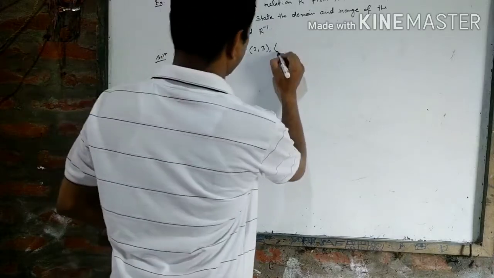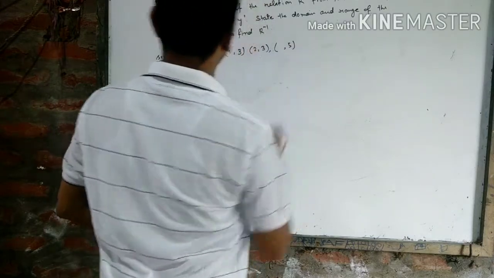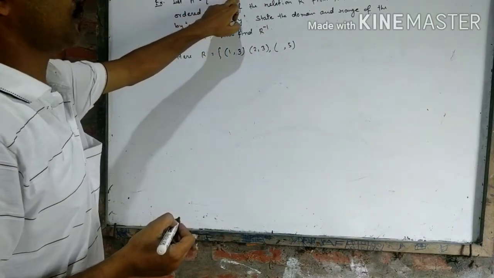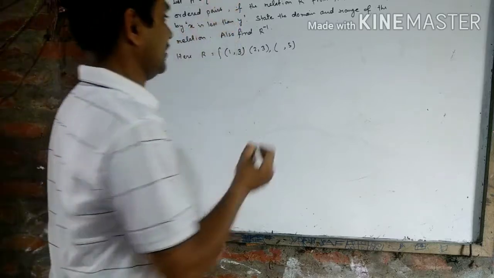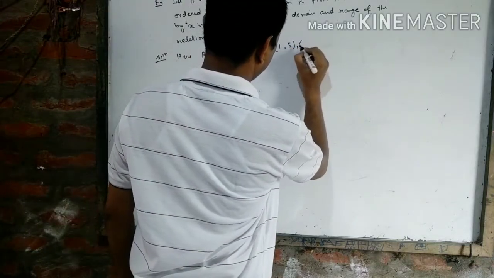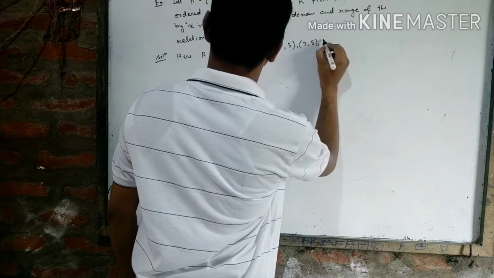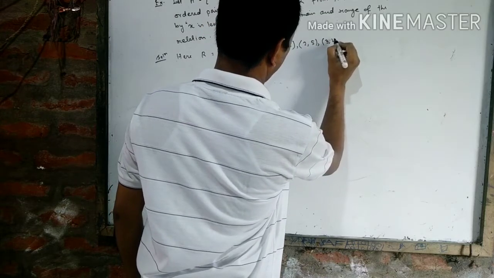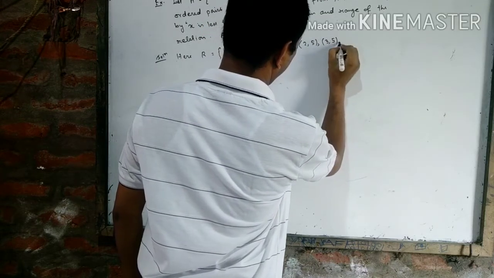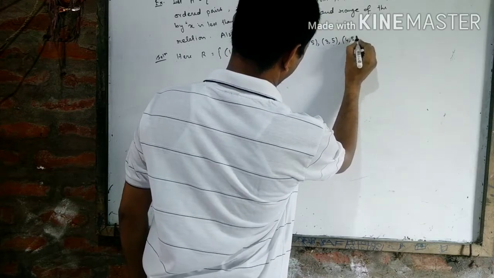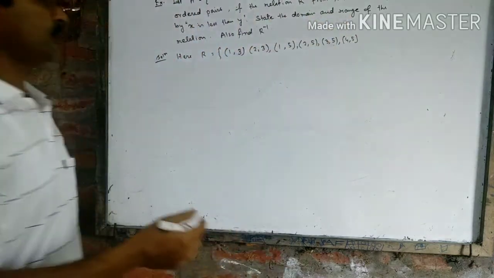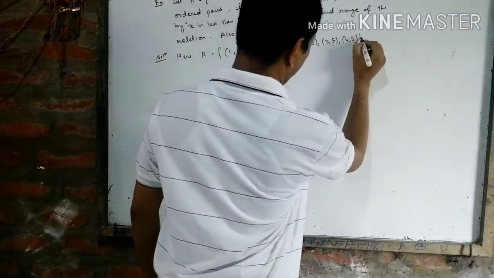If we take 5 as the second component, we can take 1, 2, 3, 4 as the value of x here. So there will be (1,5), (2,5), (3,5), and (4,5). And there will not be any more elements. So this is our relation.